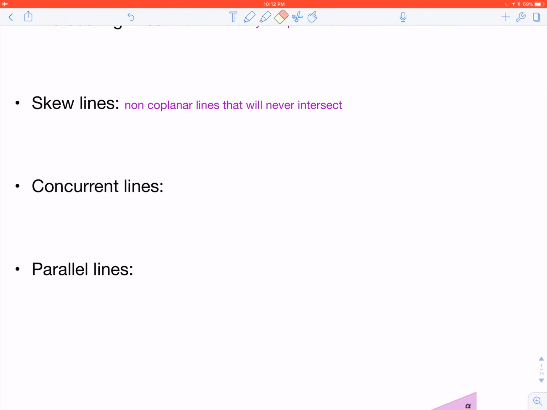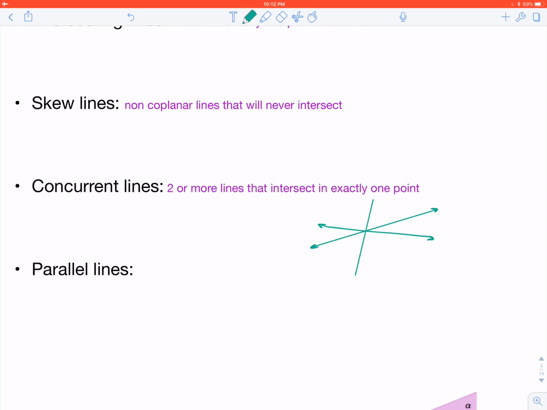Next, concurrent lines. This is 2 or more lines that are going to intersect in exactly 1 point. So this may look something kind of like this, where all 3 of these lines meet in exactly 1 point. Parallel lines I've already mentioned, but I did not define it. These are lines, they must be coplanar, but they are coplanar lines that will never intersect each other.